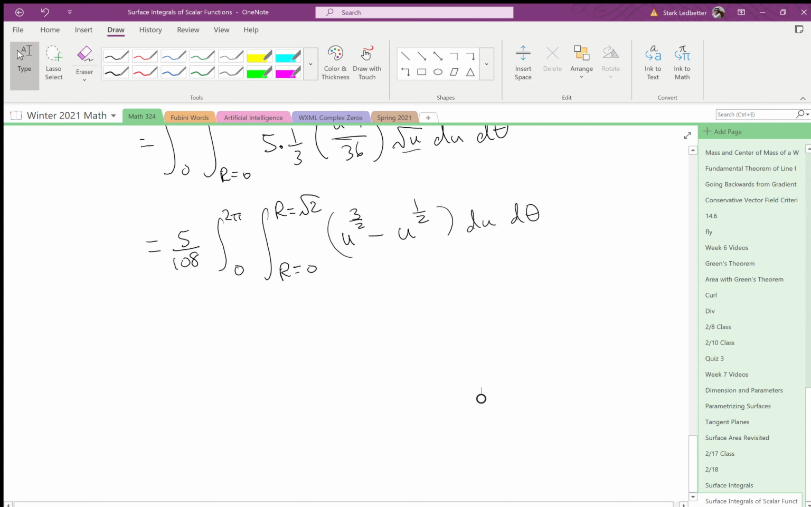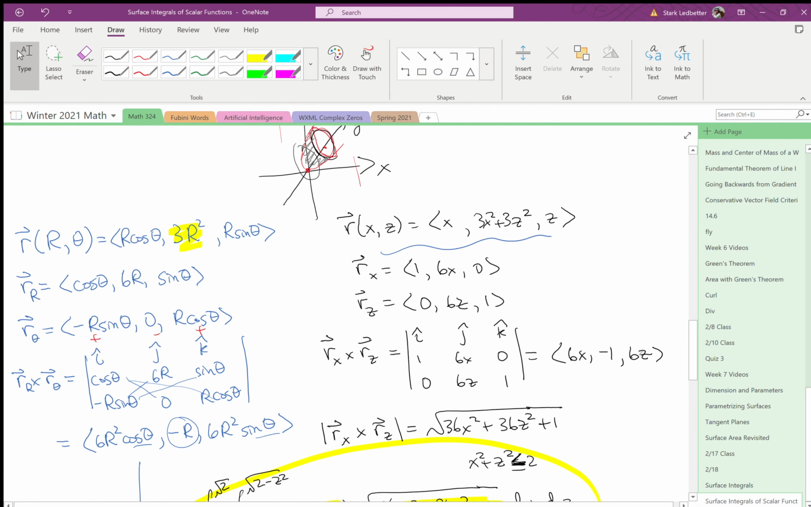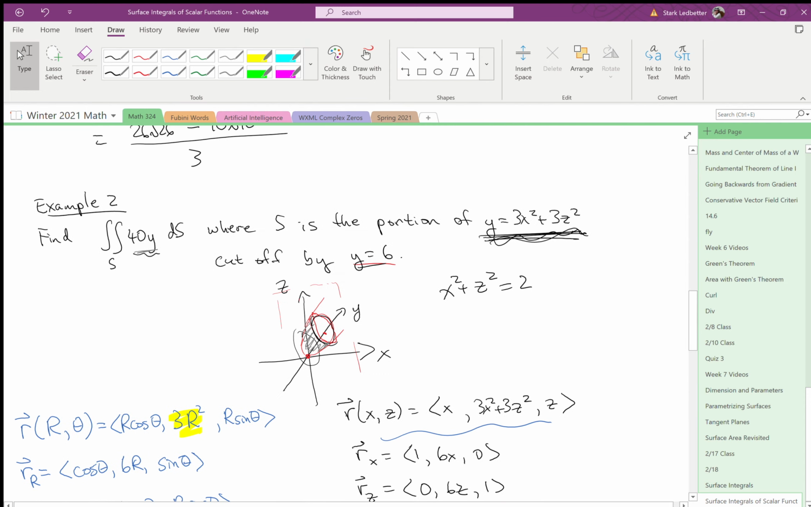I think if you work it out as a decimal, it's in the 5,000s. All right, so there's another different example of a surface integral.